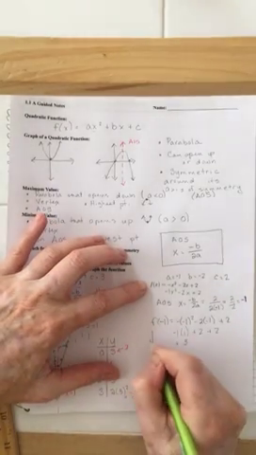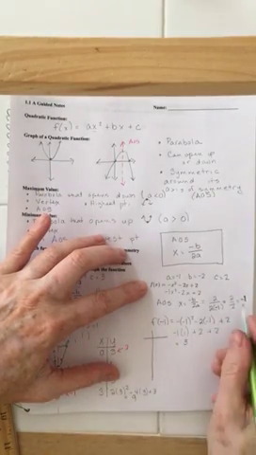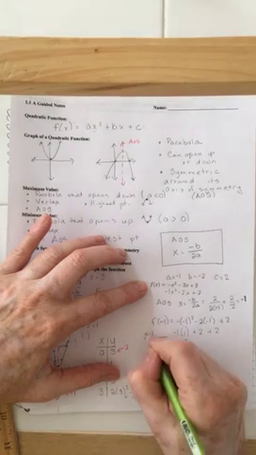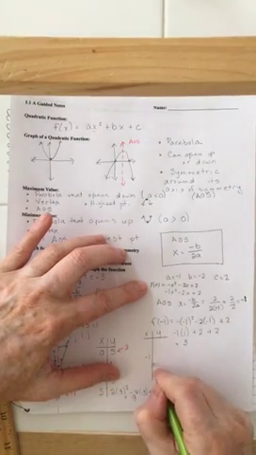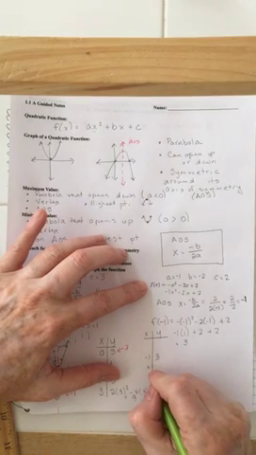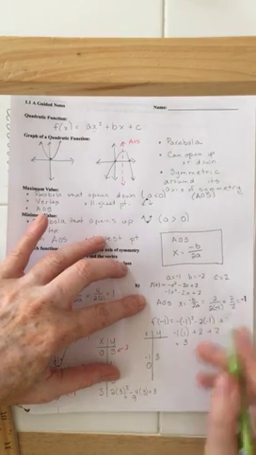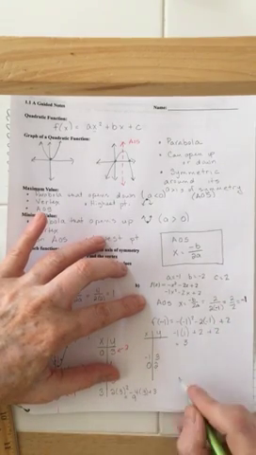Making another data table. We know that our vertex is at -1, 3. We know another easy point is 0, and if we plug in 0, we will get our C, which is 2.